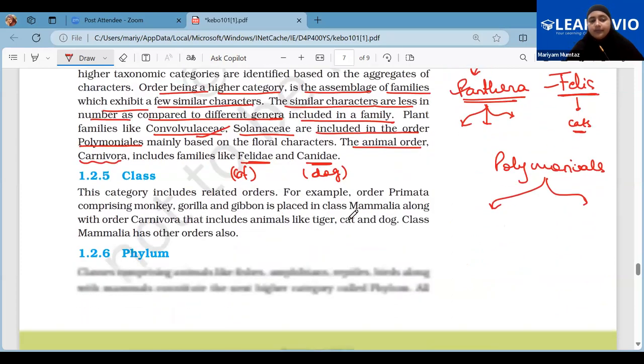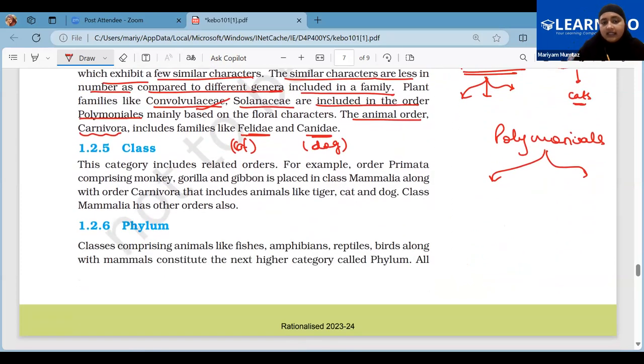Order is clear? Now we have the next category, that is class. A group of orders will make the class. For example, the order Primata, which has monkey, gorilla, gibbon, is placed in the class Mammalia. This is our class also. We also belong to this class. And the other carnivores, such as the tiger, cats and dog, also belong to Mammalia. So all of us have one common thing, that we belong to the class Mammalia. Clear?